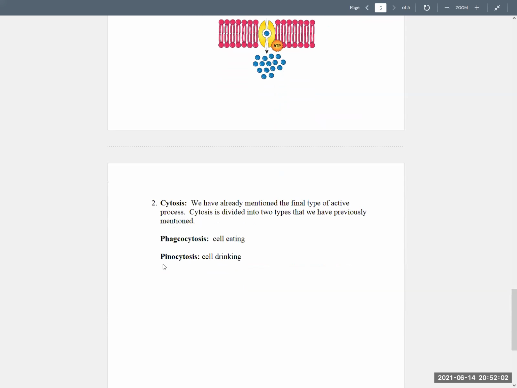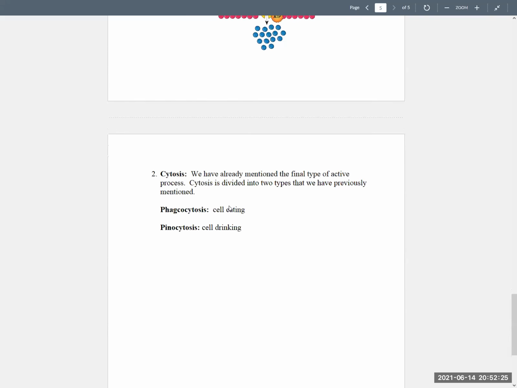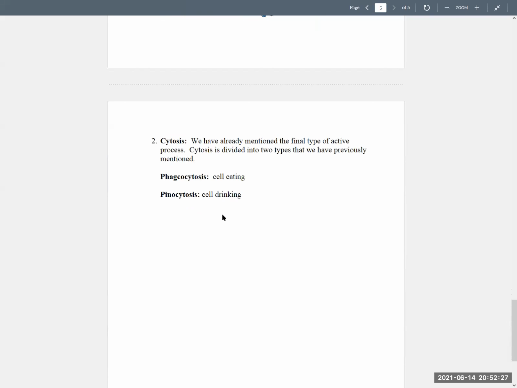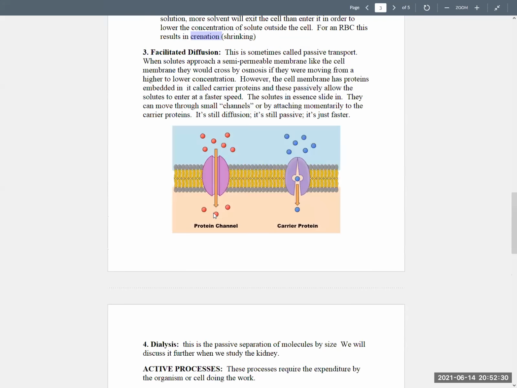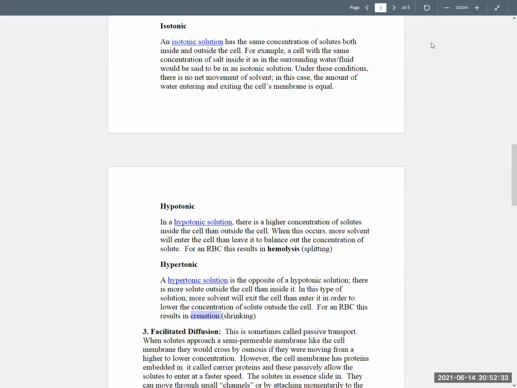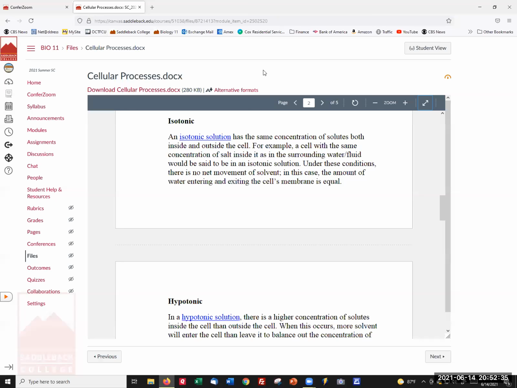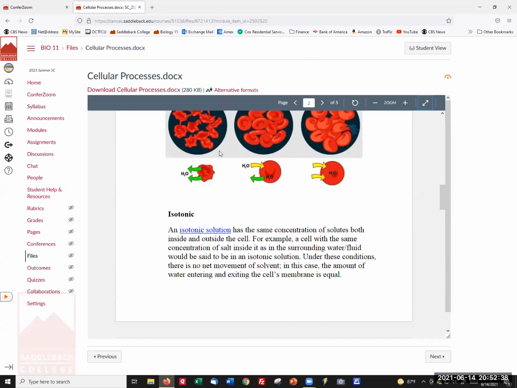Finally, the second active process is the easiest for you. It's cytosis. We've already mentioned this type of active process. Remember phagocytosis, cell eating, and pinocytosis, cell drinking. Okay. Any questions?